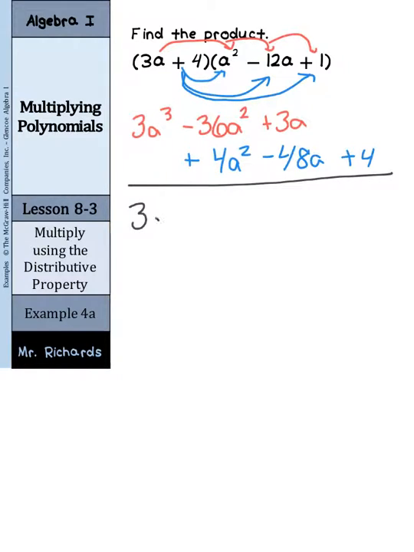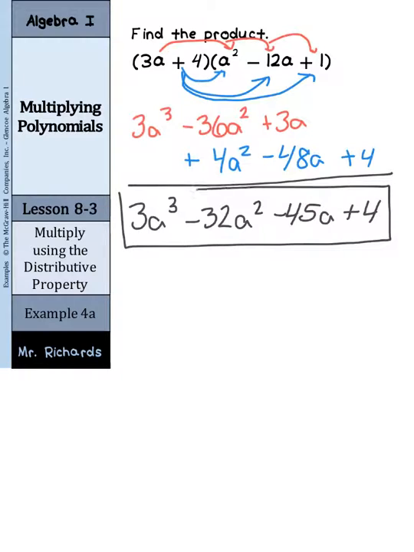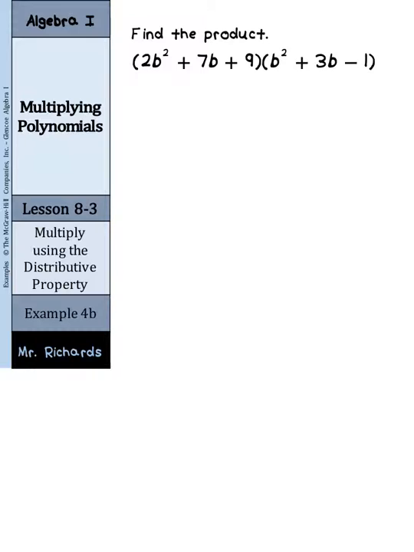The 3a cubed is alone. Negative 36 plus 4. That gets you the negative 32a squared. 3 minus 48 is the negative 45a, and our 4 just kind of hanging out there. So we have 3a cubed minus 32a squared minus 45a plus 4. Just like examples 1b and I think it was 2b, why don't you go ahead and try this example on your own. Pause the video, attempt the question, and then we'll see if you have the right answer.